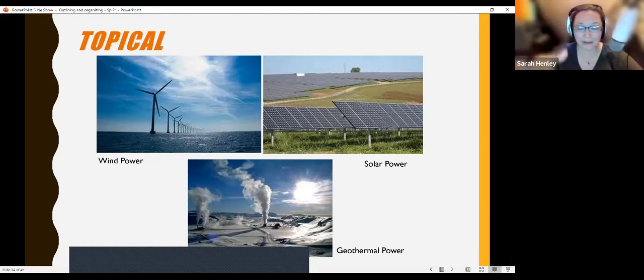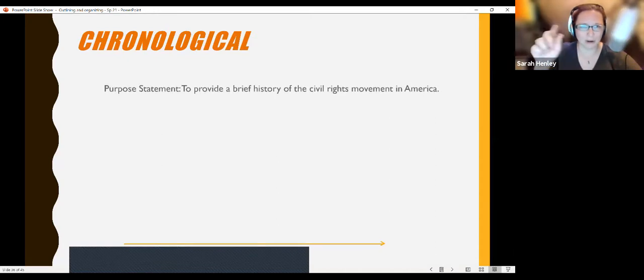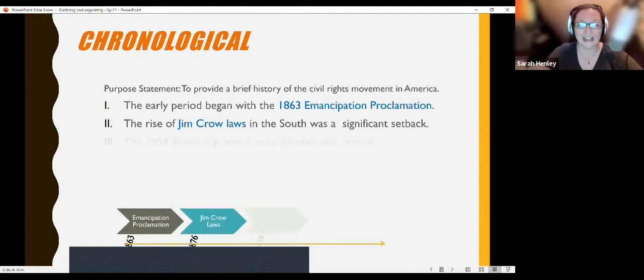Strangely, I have topical here. Actually, I'm going to jump topical here for a second. I'm going to jump over to chronological. So chronological or time order is one of the most common, one of the most easily identifiable ways to organize information. So this is used if you are talking about historical events, as this example has here.